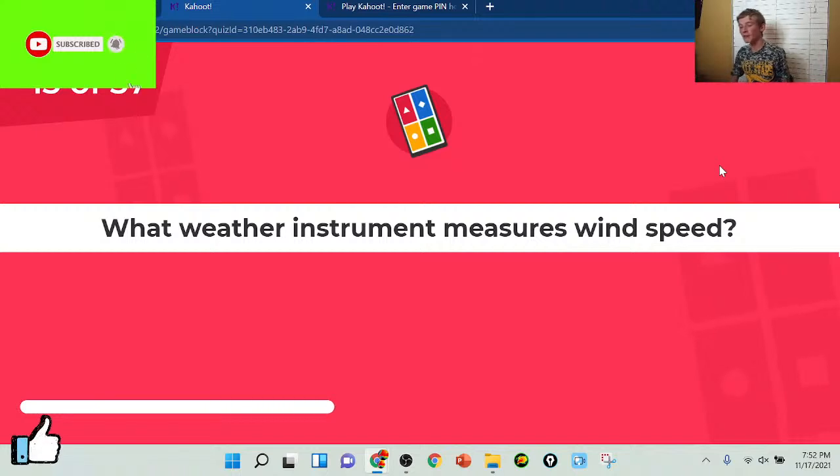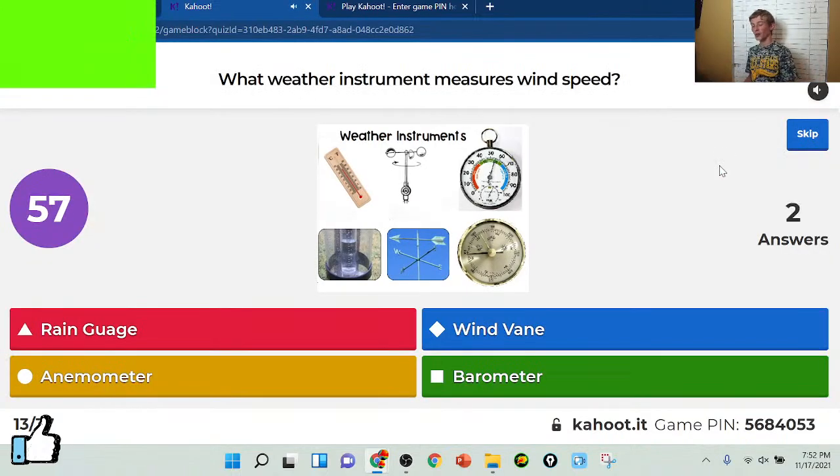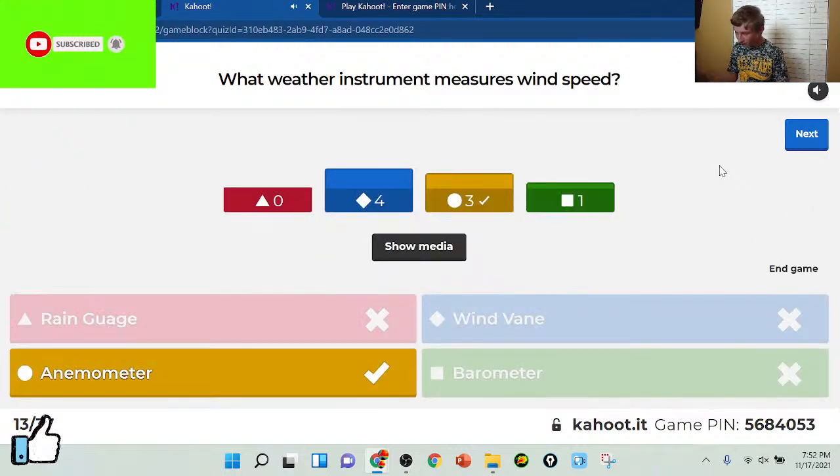Alright. What type of weather instrument measures wind speed? The rain gauge, the wind vane, the anemometer, or the barometer? Yes, it is the anemometer. Some of you put wind vane. Remember that for the next question, okay? And also somebody put barometer.